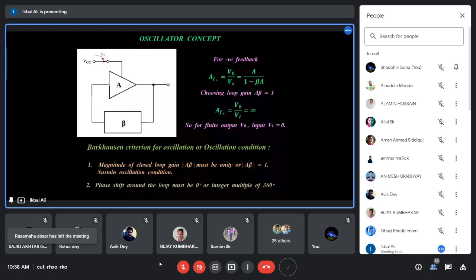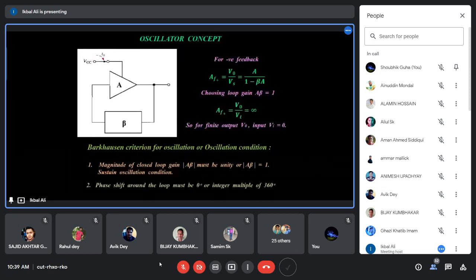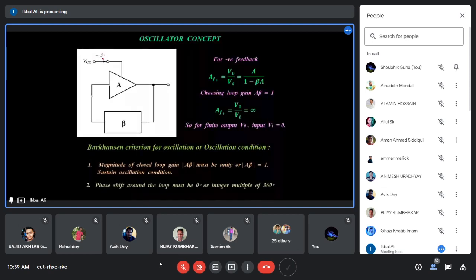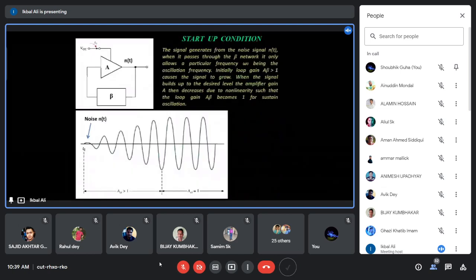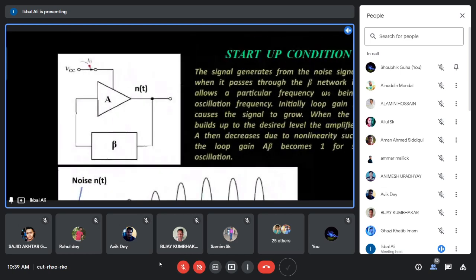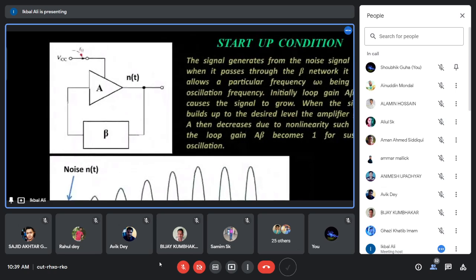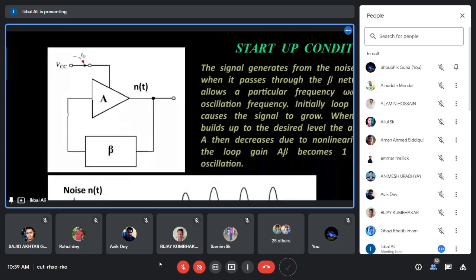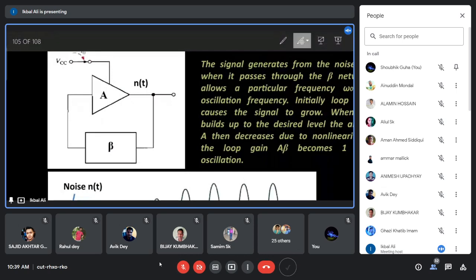Only this system actually amplifies a particular frequency of noise at the output. In this way, at the output of the oscillator, you get some signal without having any input. You have not applied any input, still you are getting some output from this oscillator. So this is the reason. We will now understand how this noise signal can be generated at the output. We will have a little more discussion on this.